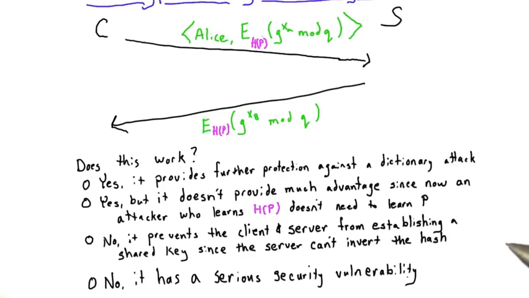And the options are, yes, it provides further protection against a dictionary attack. Yes, but it doesn't provide much advantage since now an attacker who learns the hash of P doesn't need to learn P. No, it prevents the client and server from establishing a shared key since the server can't invert the hash. Or no, it has a serious security vulnerability.